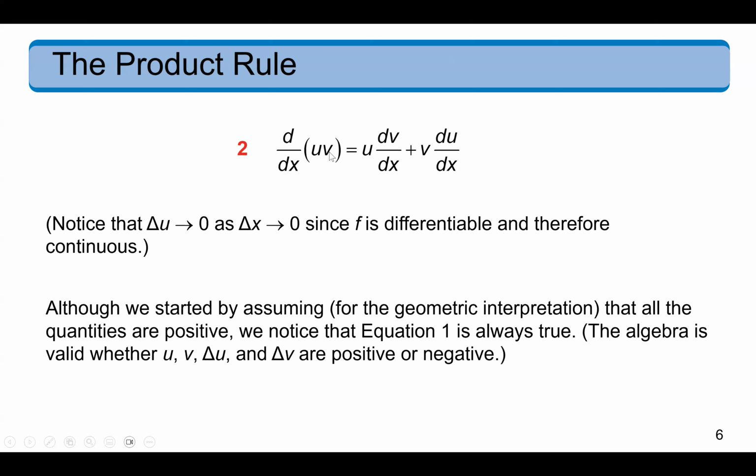So if u and v are two functions, to find the derivative of it, it will not be the derivative of u times the derivative of v, but rather it will be u times the derivative of v plus v times the derivative of u.